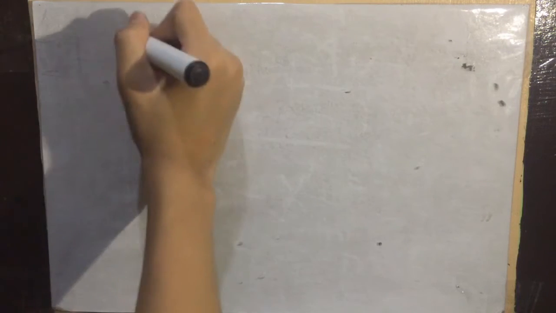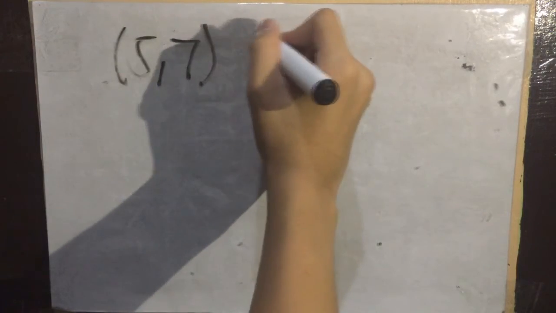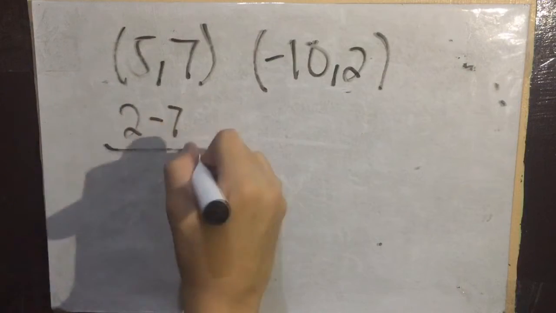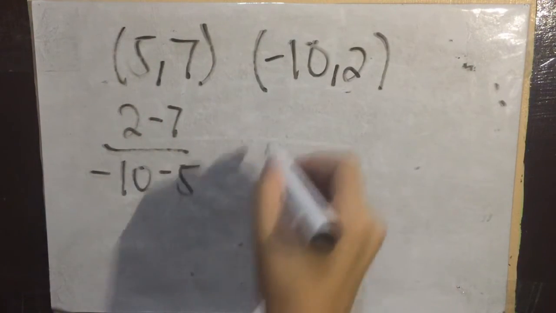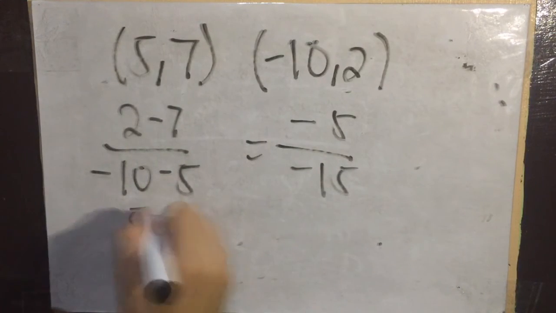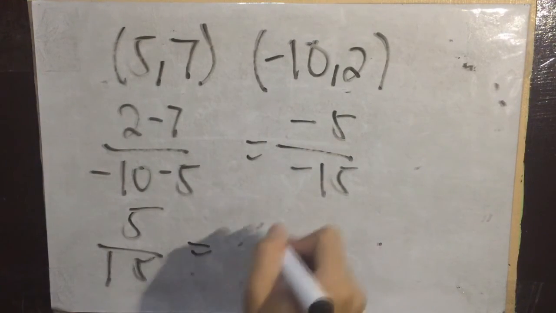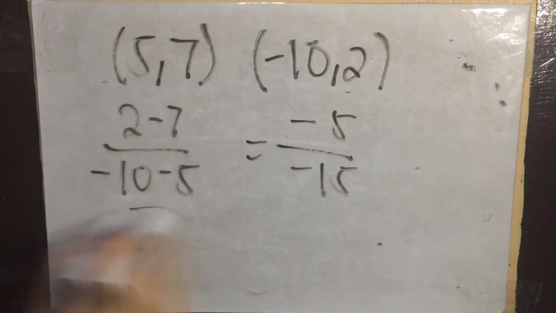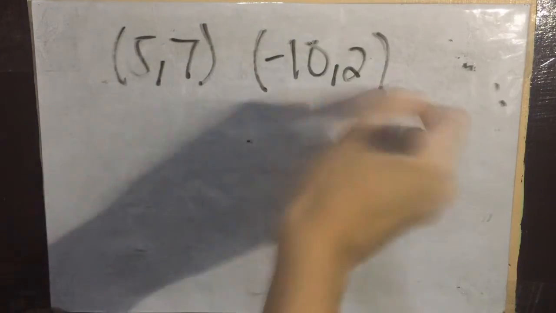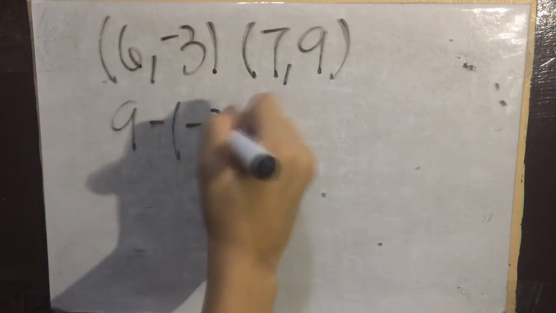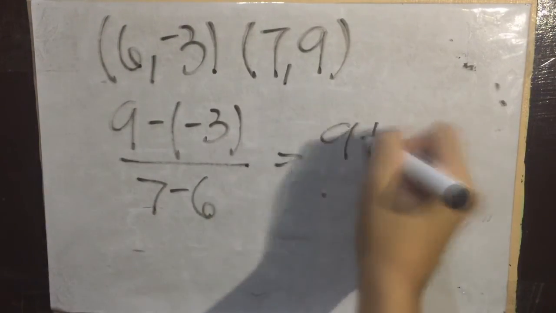For example, the given coordinates are 5, 7, and negative 10, 2. Another example is 6, negative 3, 7, 9.